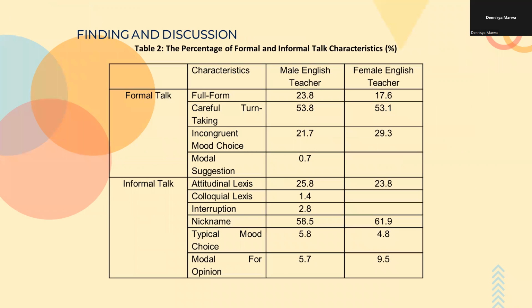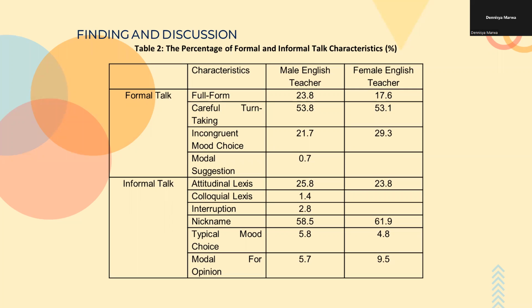Then we come to findings and discussion. This table shows the percentage of formal and informal talk characteristics. You can see that in formal talk, the male teacher produces more than the female teacher. And then about careful turn taking, the male teacher is higher than the female English teacher. However, for increment choice, the female English teacher is dominant. And then about the modal suggestion, the male teacher uses suggestion, but the female teacher didn't use it.